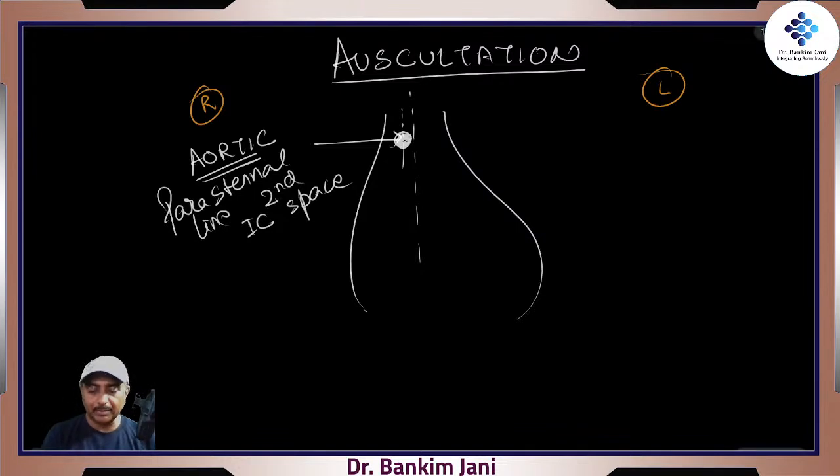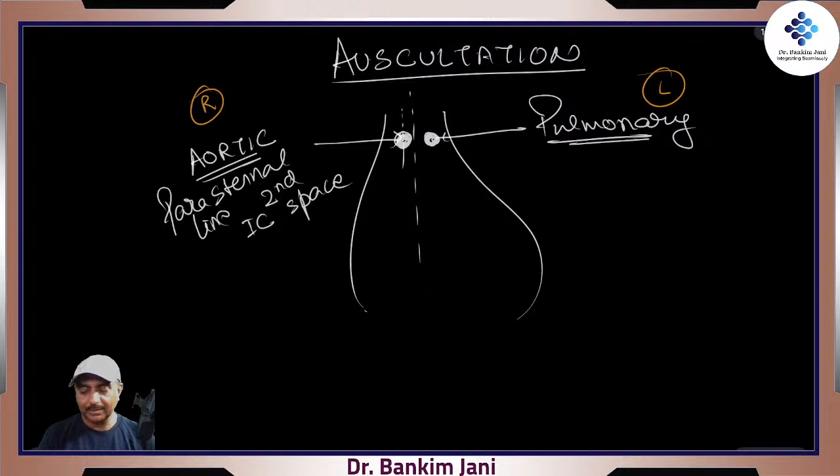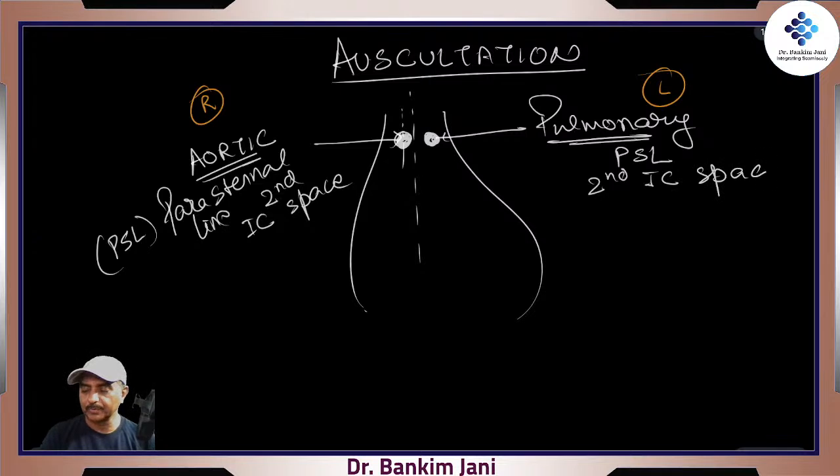So what about the pulmonary? Well, that is pretty easy. This one would be the pulmonary area, on the left side again. Now onwards we'll write parasternal line as PSL, so it will become easy. So on the left side, it would be the parasternal line, again the second intercostal space. Easy.